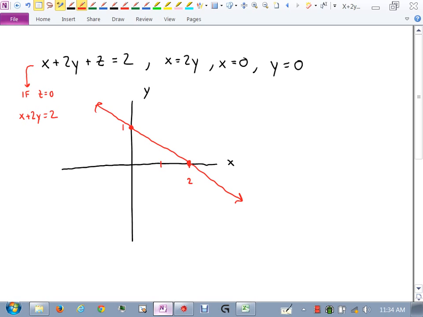Okay. That is this one on the XY plane. So that plane right here comes through and cuts through our ground through that line. Yeah? x equals 2y.